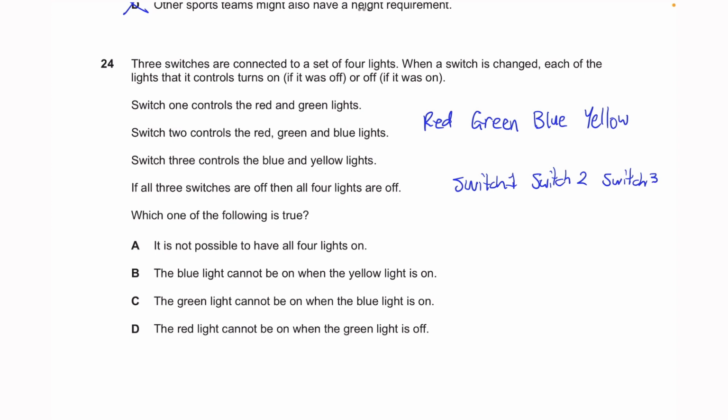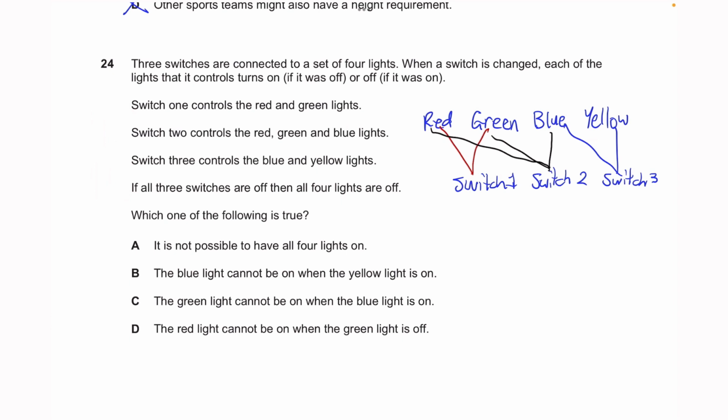So switch 1 controls the red light and the green light, and switch 2 controls the, let's use black, red, green and blue light, and switch 3 controls the blue and yellow light. So we'll use this one, blue and yellow light. Okay, and so if all 3 switches are off, then all 4 lights are off. Well, that's all the information we're given.